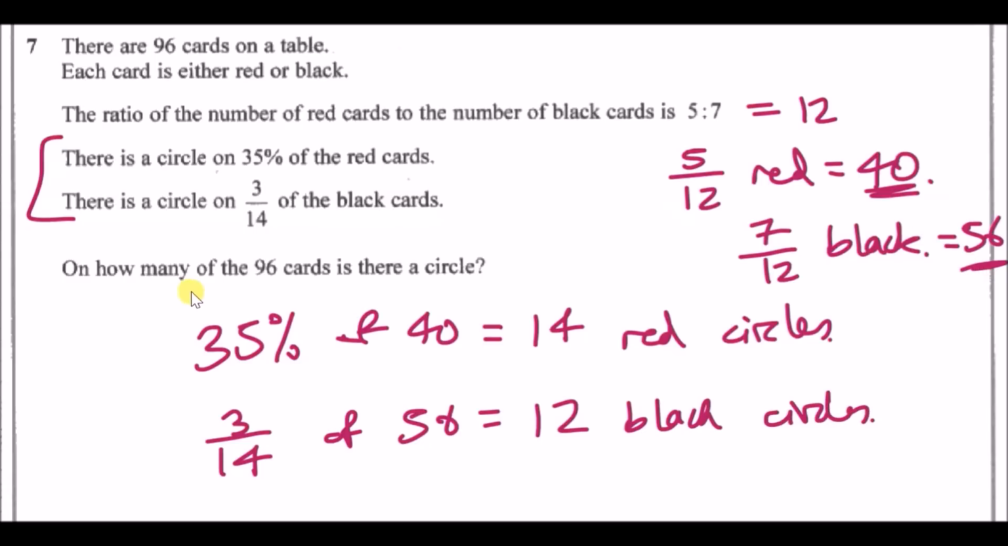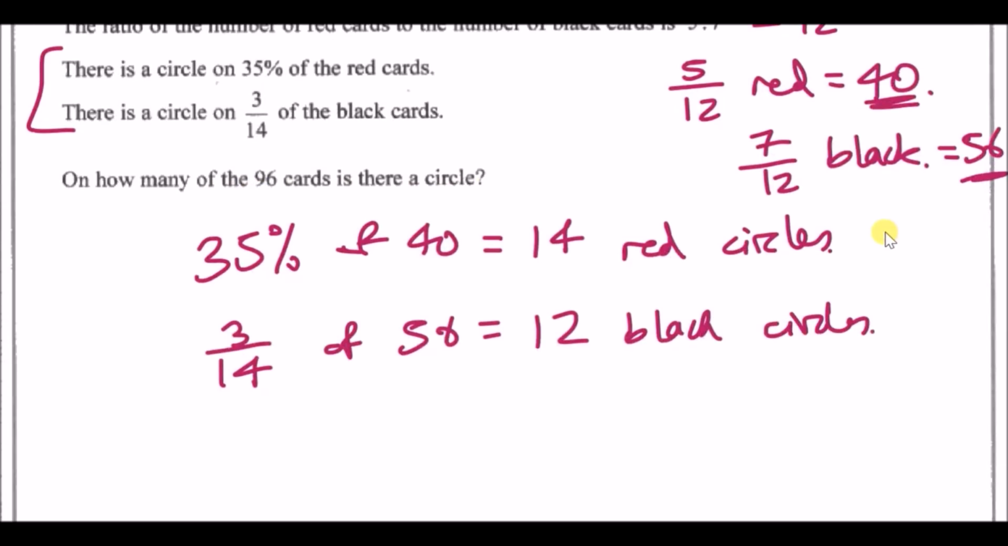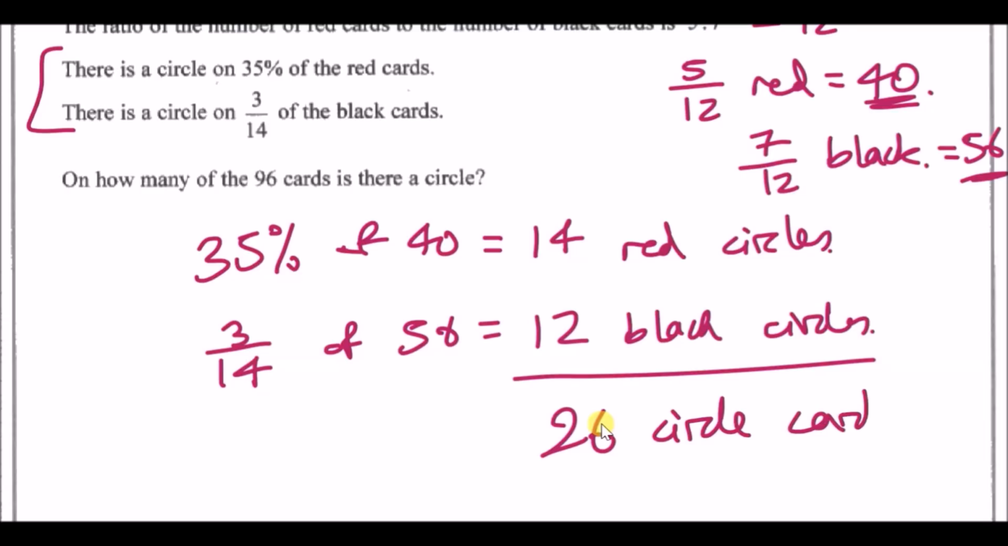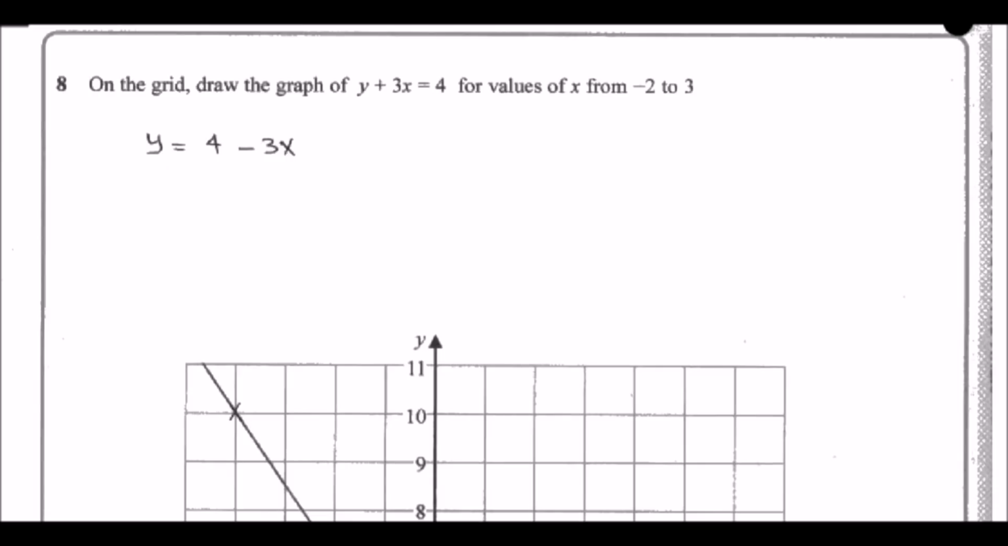Now, on how many of the 96 cards is there a circle? Well, adding up the circle cards, 14 plus 12, you get 26 circle cards. That's it. If they ask for a fraction, it'll be 26 over 96. But in this case, they just want how many. And that's it, guys. Alright, guys, here we go.